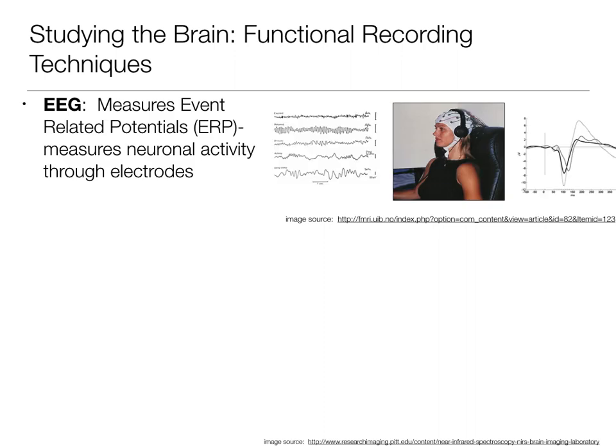So EEG, again, measures ERPs, which are our event-related potentials. This picture here is a woman wearing an EEG cap. And what you see on the far right is an ERP. So you can see the actual event-related potential. Again, this is done through electrodes, and it's measuring that neuronal activity. Remember we saw that video of the electrochemical signal going down the neuron when we were looking at myelin? It's measuring that. It's measuring that electricity that's in our brain.